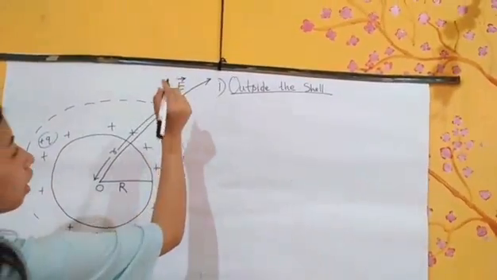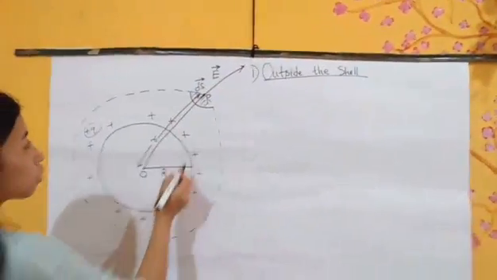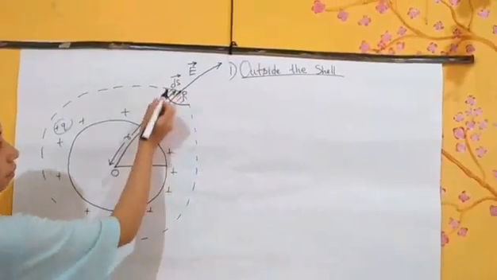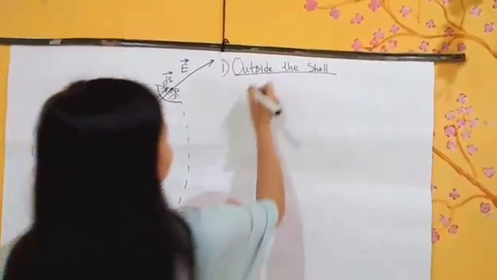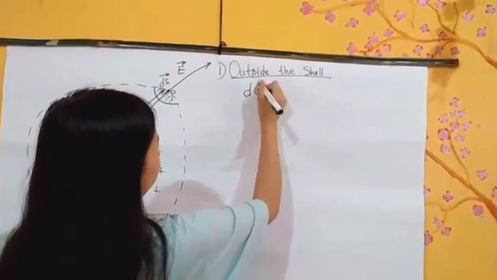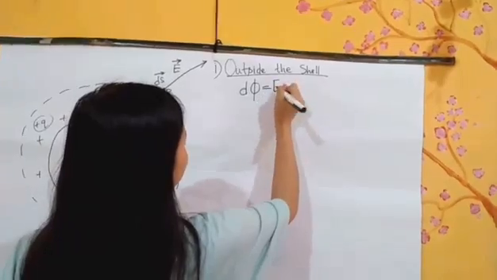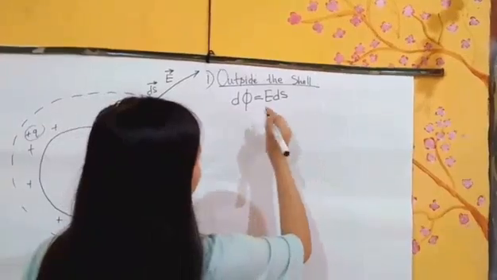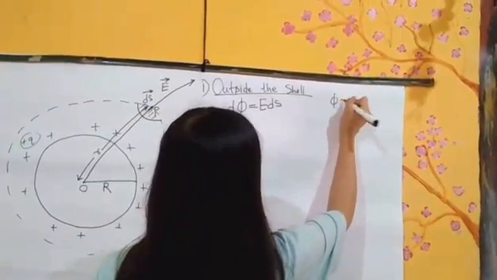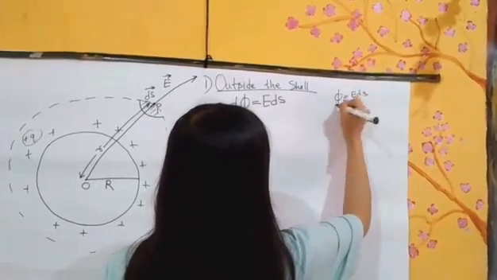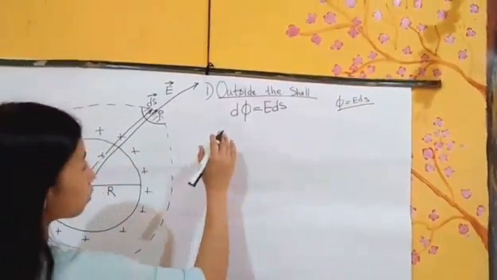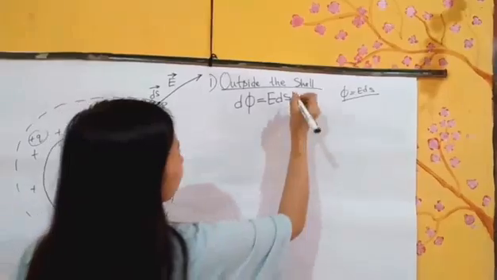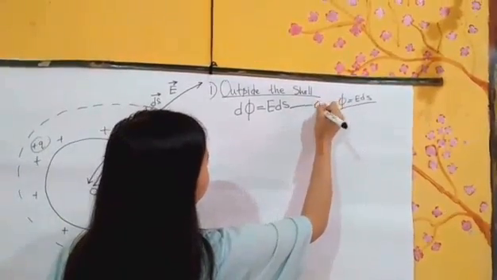If E is the electric field at point P, then the small electric flux crossing through the small area element dS is given by d phi equal to E dS, which is coming from the formula of electric flux, phi equal to E dS. But in this case, since it is a small amount, we took it as d phi. So d phi is equal to E dS, and let's take this as equation number 1.